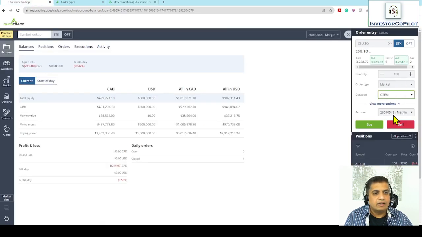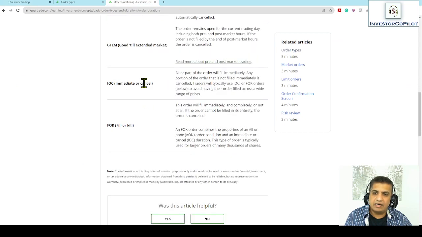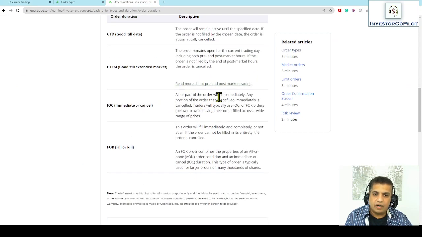Okay. Now these two are other special order durations. We have IOC, which is basically immediate or cancel. All or part of the order will fill immediately. Any portion of the order that is not filled immediately is cancelled. Traders will typically use IOC or FOK orders to avoid having their orders filled across a wide range of prices. This is typically used for a very large quantity of order to avoid it being filled at variable prices. Okay, so that is the IOC, immediate or cancel order.